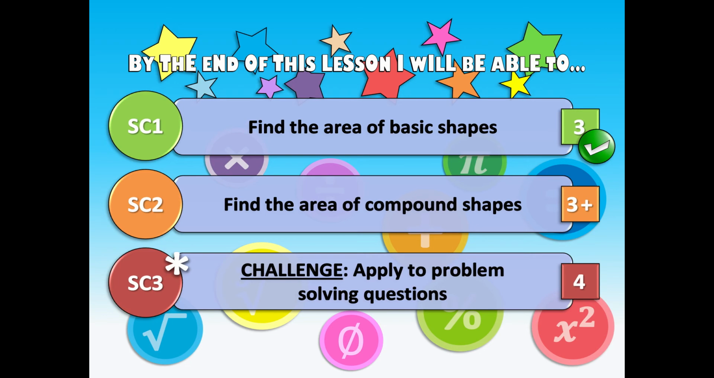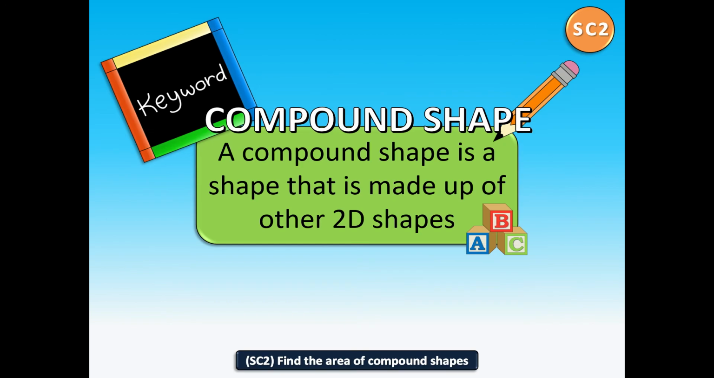So now we're going to move on to number 2, and this is to find the area of compound shapes. A compound shape is a shape that is made up of other 2D shapes.